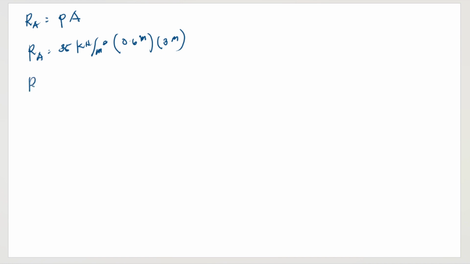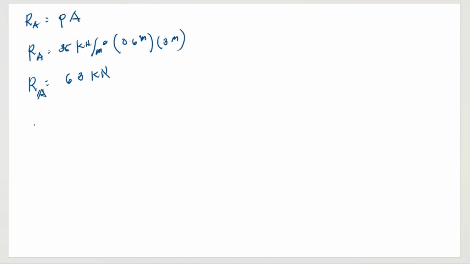For R sub A, tapatin na natin yung R sub A para sa air, that is equal to pressure times the projected area. R sub A is equal to the pressure 35 kilonewton per square meter multiplied by the projected area, that is 0.6 meters multiplied by the length 3 meters. It will give us the answer na, that is equal to 63 kilonewton. So this is for R sub A.